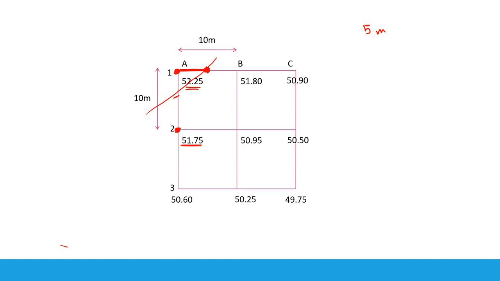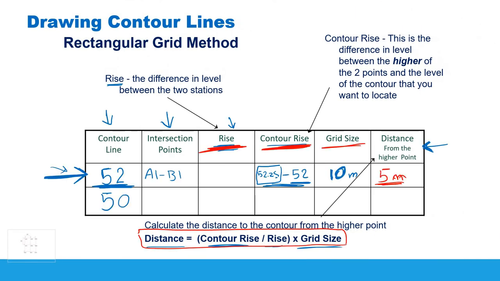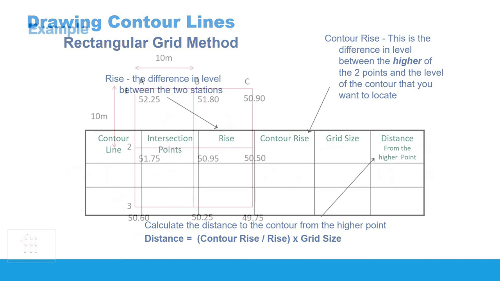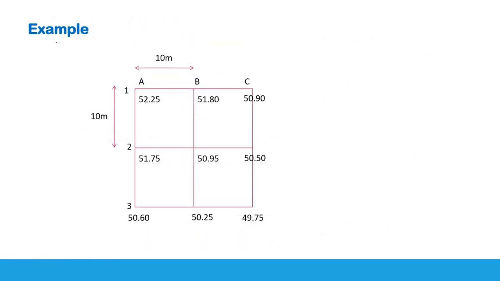Okay, so this is how to calculate the distance. So let's now take an example. It would be better to understand the method by a numerical example. Let's say that we have this grid, guys, where we have these reduced levels for each node, and the grid size is given to be 10 meters by 10 meters. So now our aim is to draw contour lines 52, let's say 51 and 50. Okay, so we are going to draw these three contour lines.